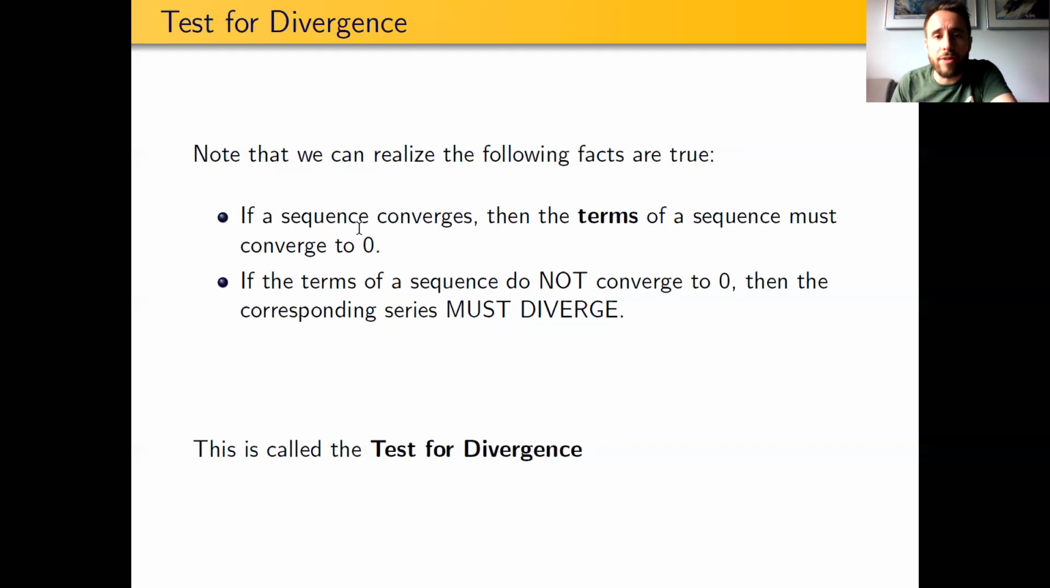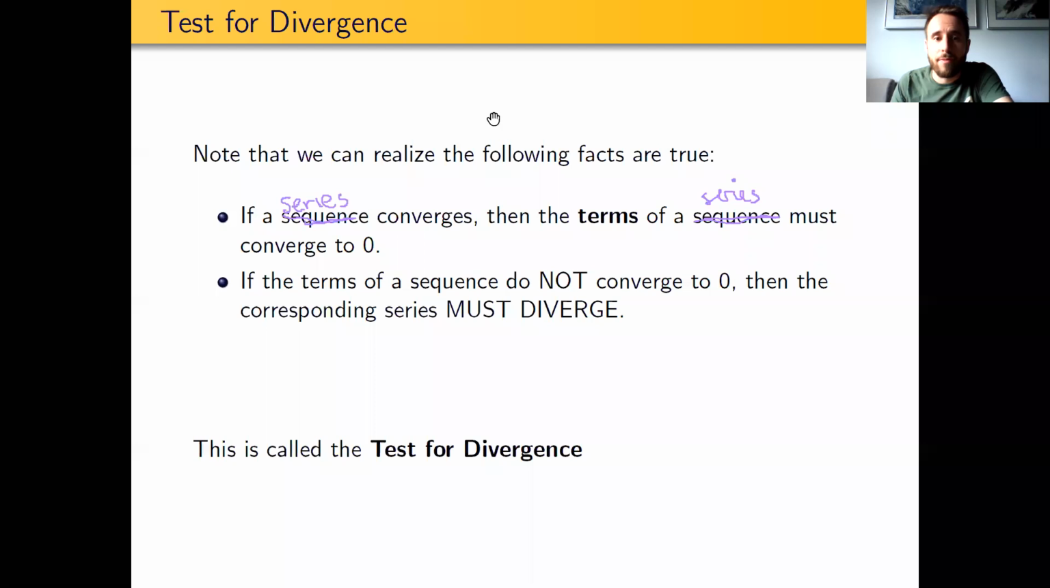So, I'm so sorry, this should say if a series converges, let's fix that. Right, so if a series converges, then the terms in that series must converge to 0. So the individual terms themselves have to go to 0 if we can even hope to add them all up to get to a finite number. So if a series converges, then the terms of the series must converge to 0.